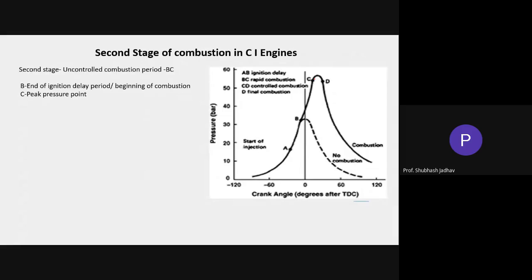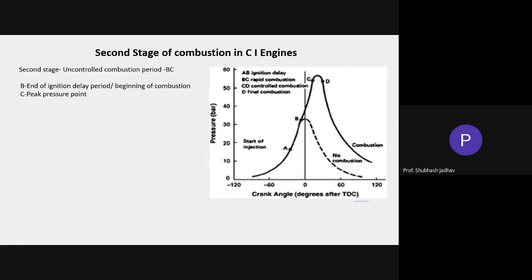The period between B and C, that is, the starting of combustion and the point at which the maximum pressure is attained, is what we call the second stage of combustion, the rapid combustion stage or uncontrolled combustion stage. Now, what is rapid? Rapid means faster. What is uncontrolled? It means it cannot be controlled. There is no control over it.